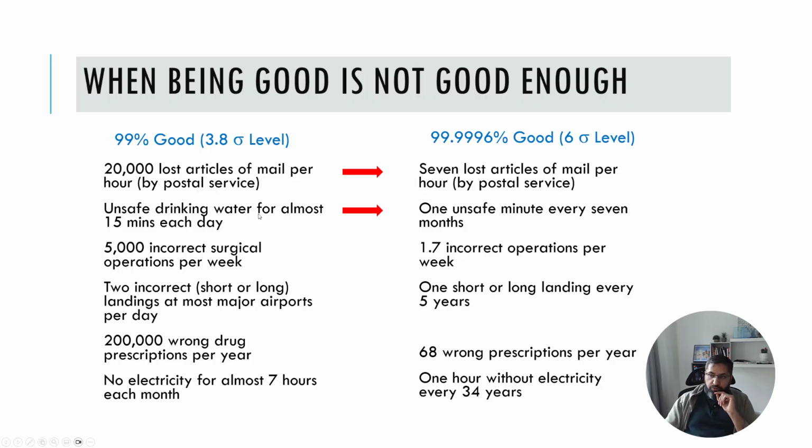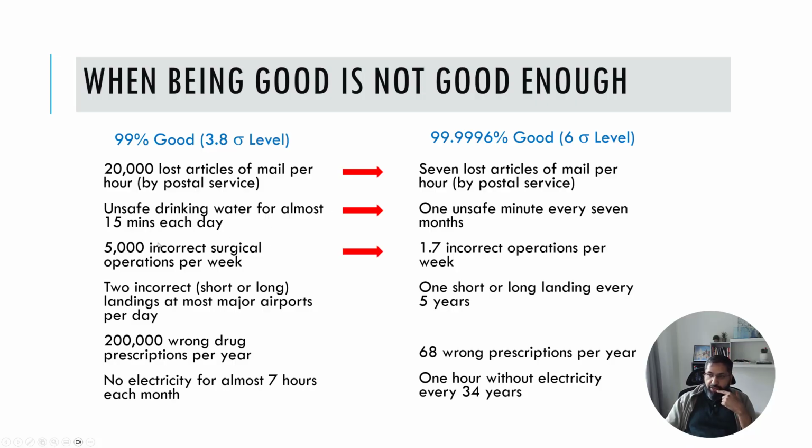Unsafe drinking water for almost 15 minutes each day. If you look at all the water output and you only have 99% quality, that means 1% of the time there's going to be something bad. And at 6 Sigma level, 1 unsafe minute every 7 months. So it's much more acceptable, palatable, when health is concerned, to be at 6 Sigma level than something lower.